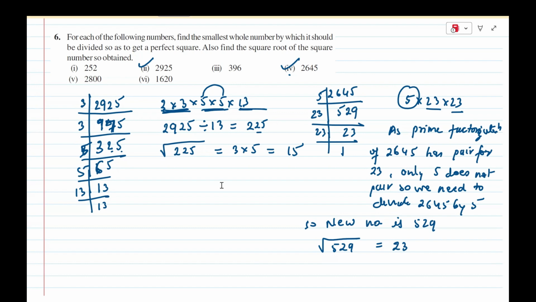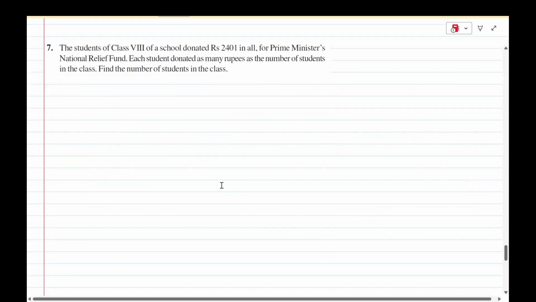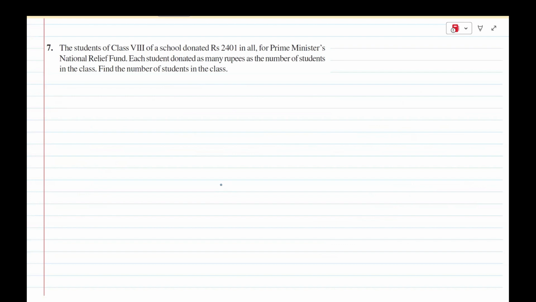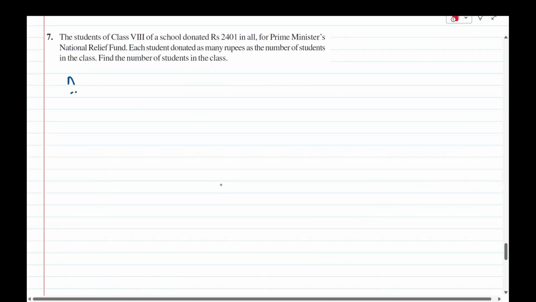Let's see the next question. Students of class 8th of a school donated this much in all for the Prime Minister's National Relief Fund. Each student donated as many rupees as the number of students in the class. Find the number of students in the class. Okay. So see, the amount donated is how much?